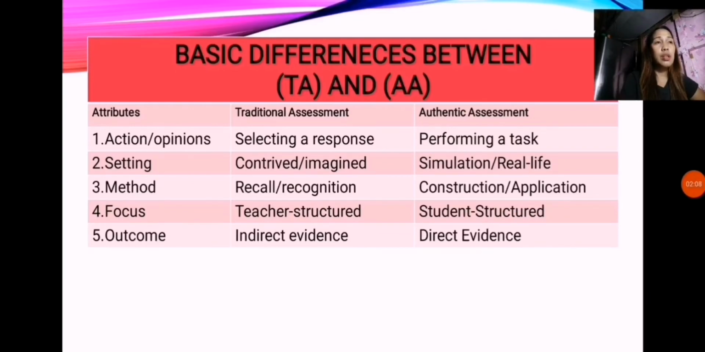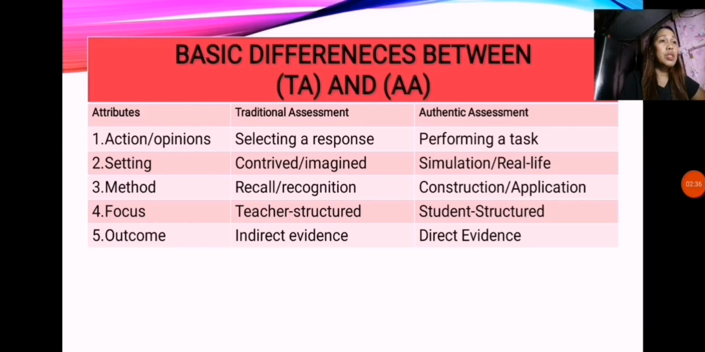Attributes. When it comes to actions and options, traditional assessment selects a response. This is evident in different objective tests like multiple choice, matching type, and true or false test. While in authentic assessment, instead of selecting a response, the student performs a task. There is an actual application of what was learned from the lesson.